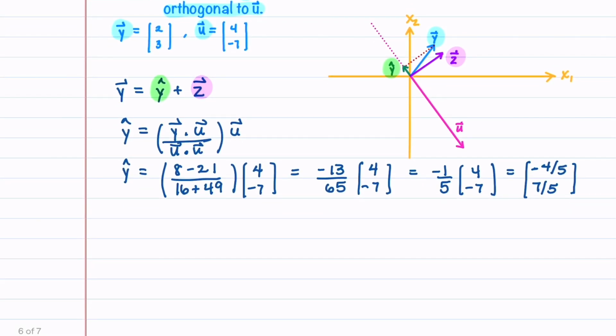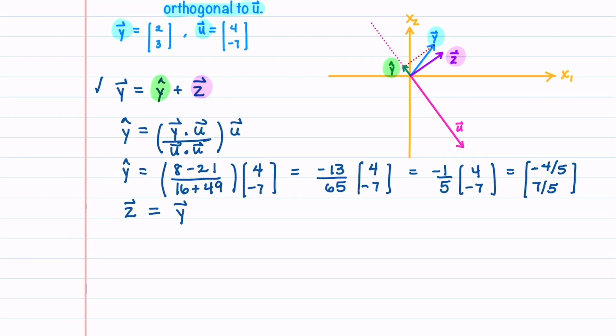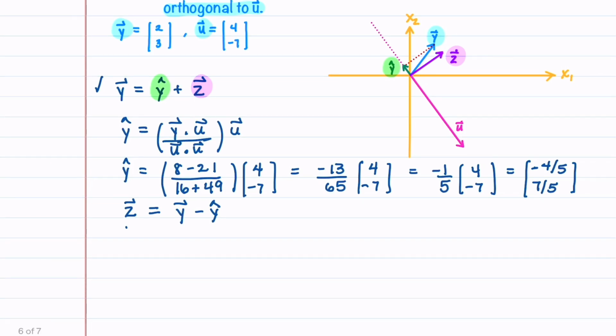Let's now find vector z. That's actually easier than finding y hat. We're going to go up to this equation and we're going to solve for z. So we see that z is y minus y hat. Let's now plug in for both of those vectors. We have z is equal to y, which we were given, 2, 3, minus y hat, which we just found, minus 4/5, 7/5.